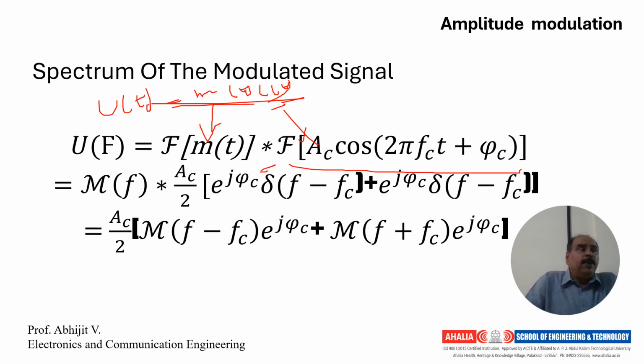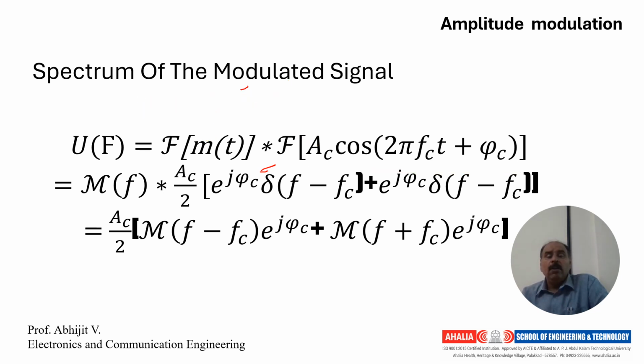When we take the Fourier transform of m(t), all the time variables are converted into frequency variables, so that m(t) becomes M(f). And when we take the transform of the carrier signal, we get Ac, which is a constant, so we have Ac/2 e^(jφ) δ(f − fc) plus e^(−jφ) δ(f + fc).